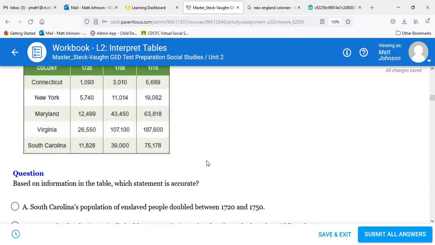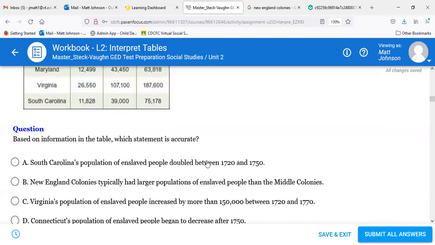So based on the table, which statement is accurate? A, South Carolina's population of enslaved people doubled between 1720 and 1750. B, New England colonies typically had larger populations of enslaved people than the middle colonies. C, Virginia's population of enslaved people increased by more than 150,000 between 1720 and 1770. Or D, Connecticut's population of enslaved people began to decrease after 1750. C. Yeah, C is in cat. Yes. And yeah, so C.